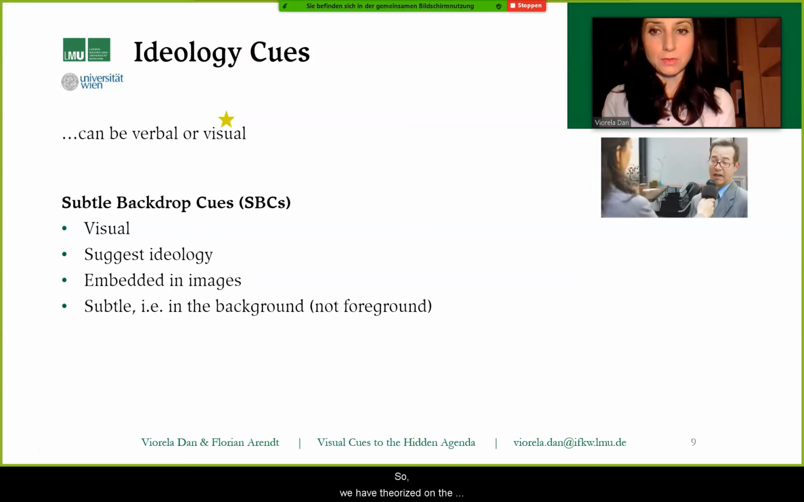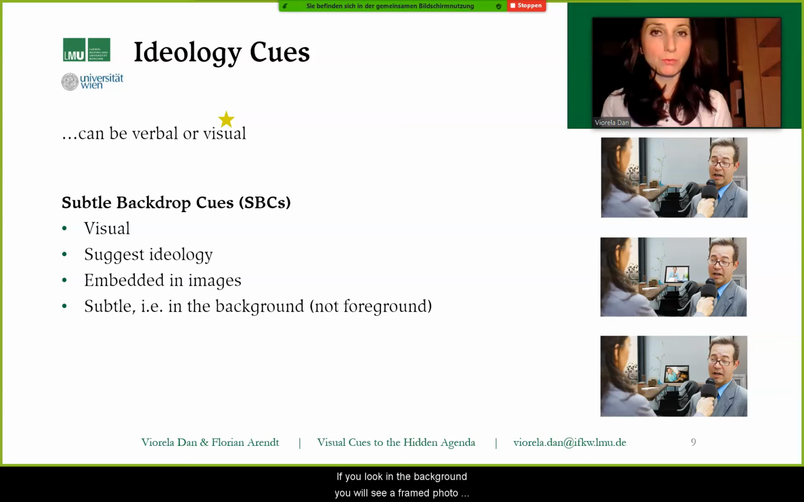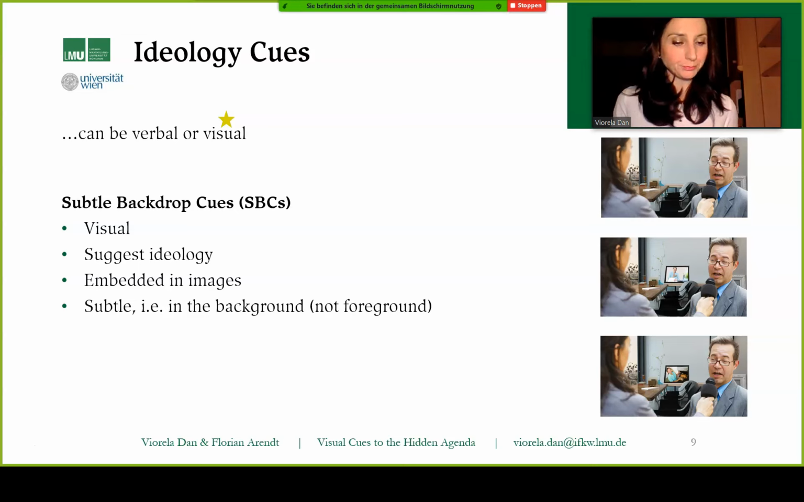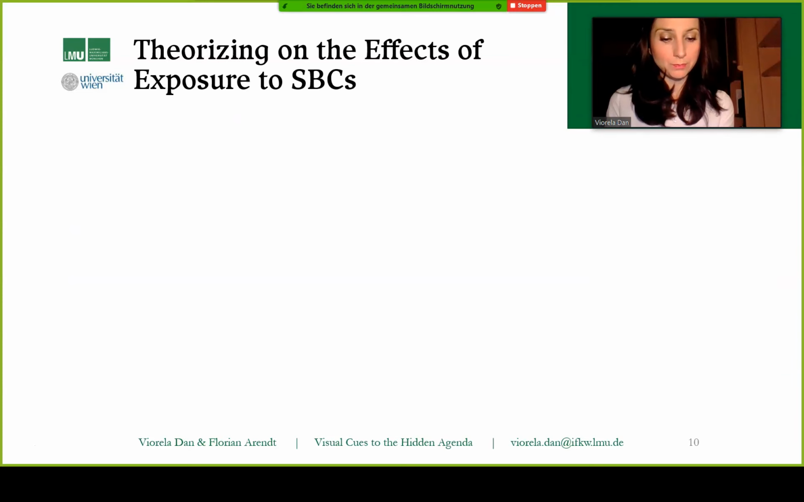Okay, so we have theorized on the effects of exposure to SBCs. Sorry, there are some examples here that I forgot about. So to illustrate, this is an image without a subtle backdrop cue, and the next two contain a subtle backdrop cue. If you look in the background, you will see, just as I mentioned before, a framed photo of what may be the wife of the politician on his desk. The picture in the middle shows her in a professional role, whereas the very last photo shows her pulling a roast out of the oven, so in a classical role.